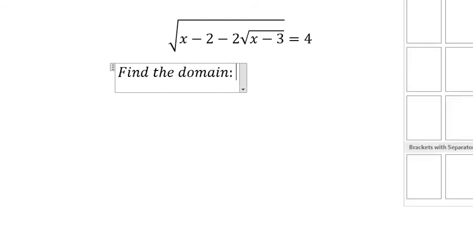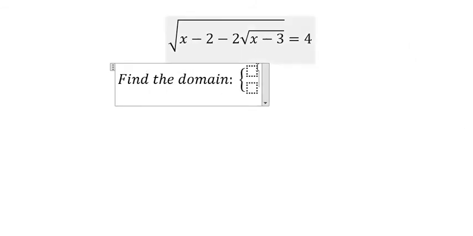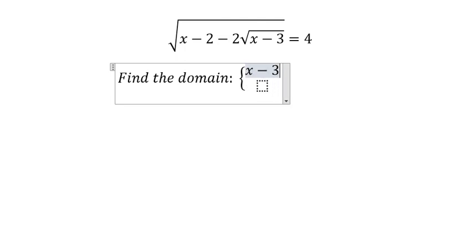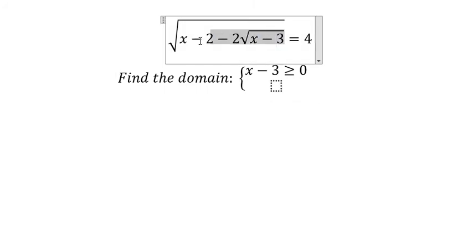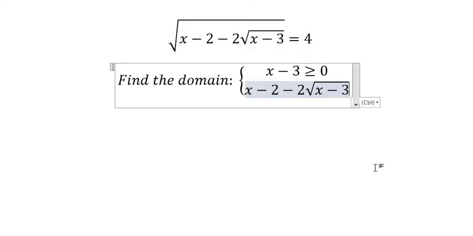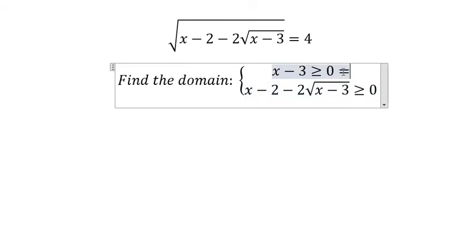So we have the domain in here. x minus 3 should be greater than or equal to 0. And the next one, this one, should be greater than or equal to 0. So this should be x is greater than or equal to 3.